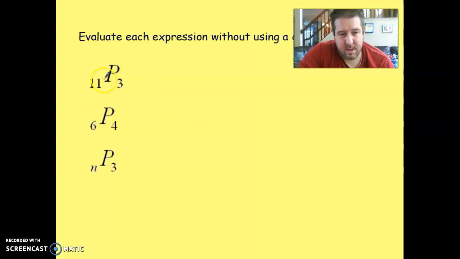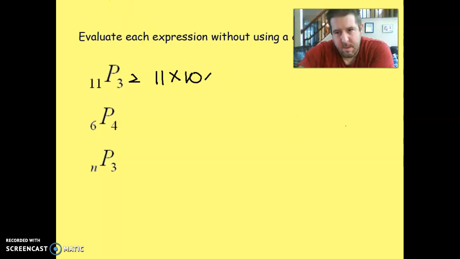All right, so next one, we're doing this without a calculator. So let's say that there are 11 different choices and you're choosing 3 of them. So it's going to be 11 times 10 times 9, and then we just multiply that. 11 times 10 times 9 gives us 990 different possible outcomes.